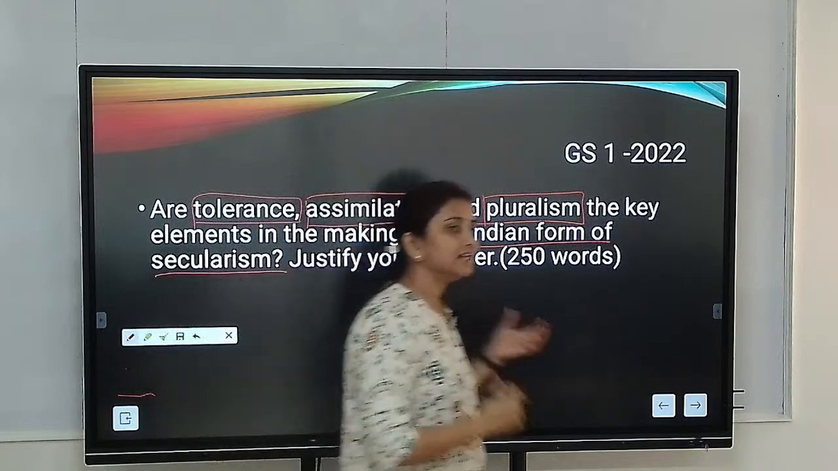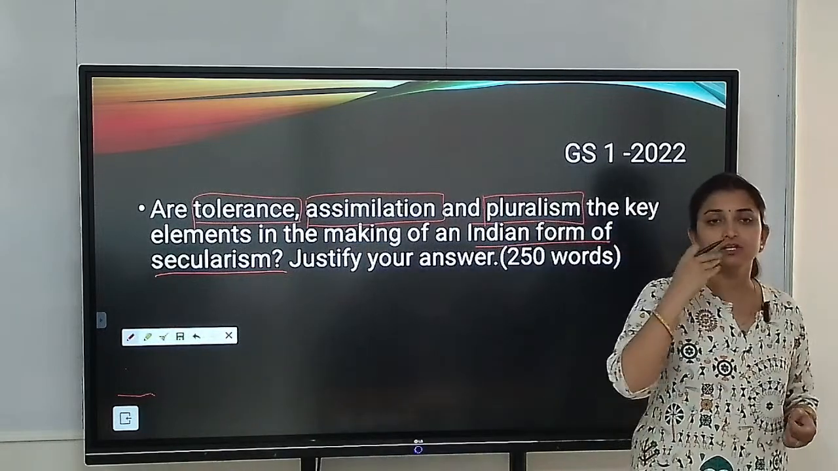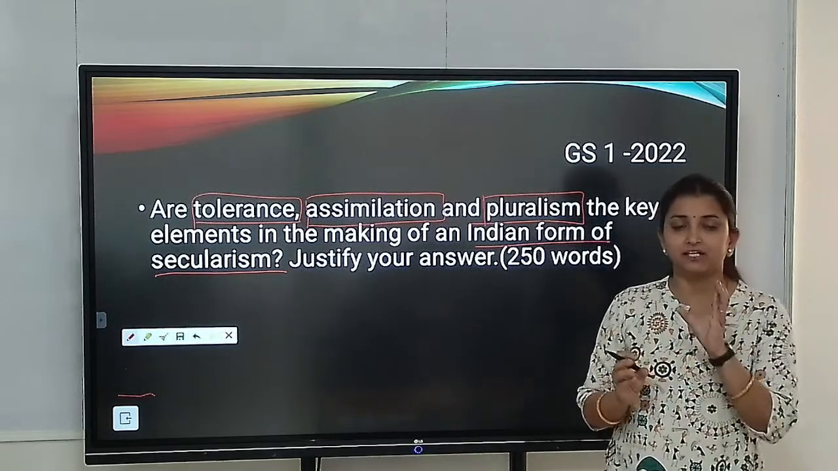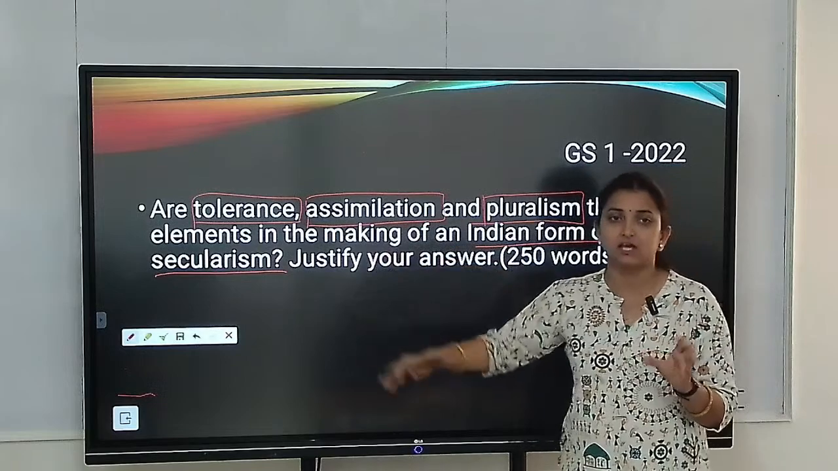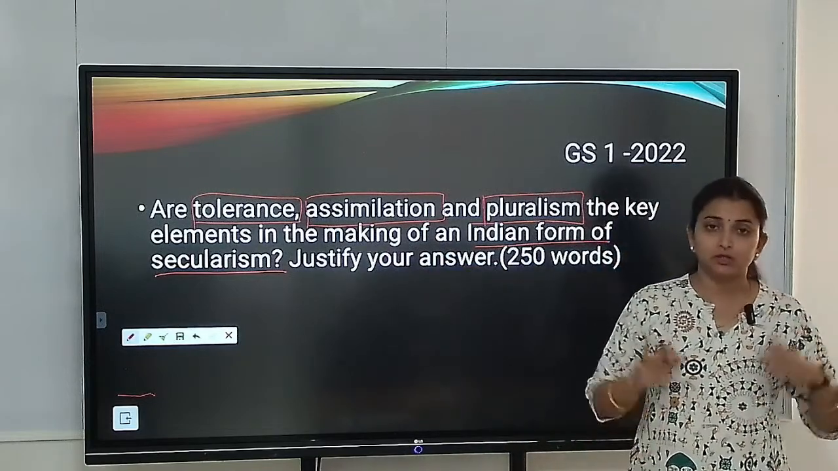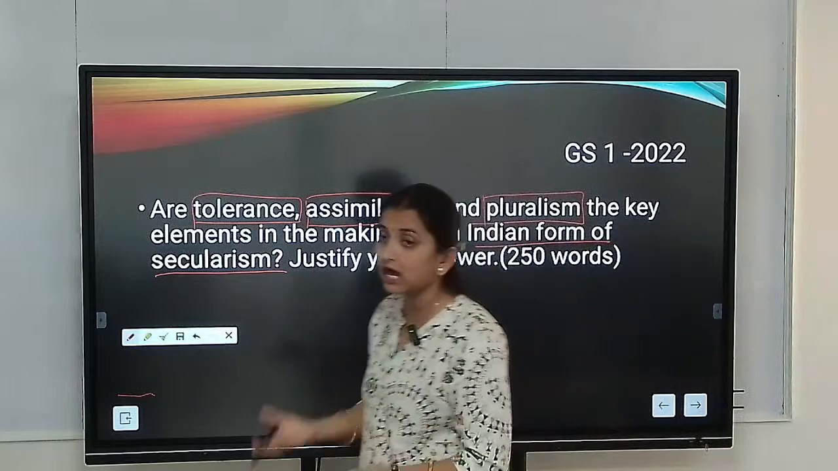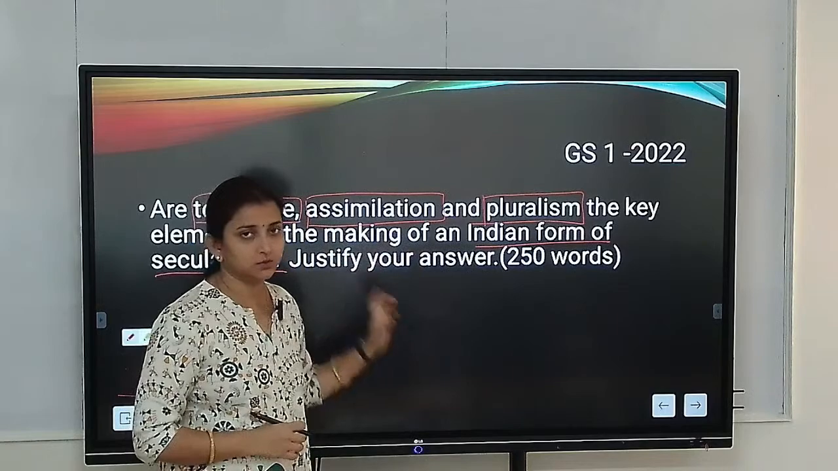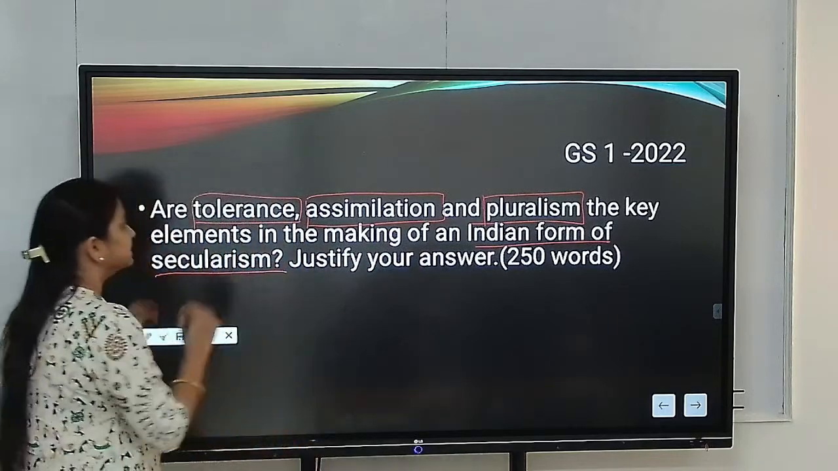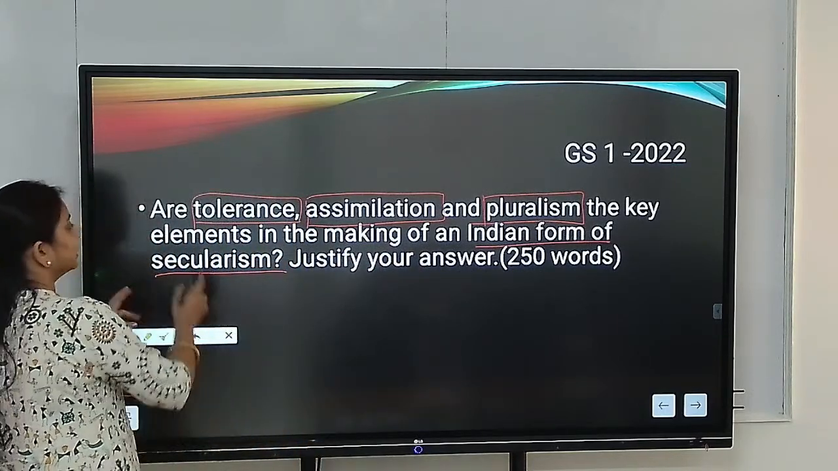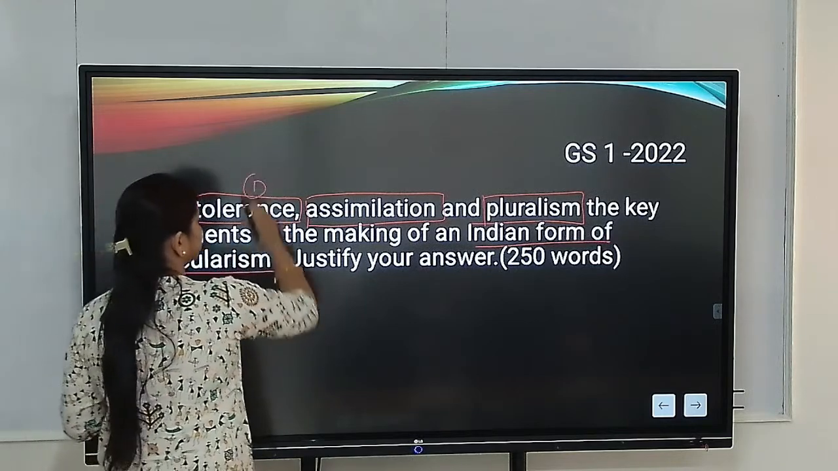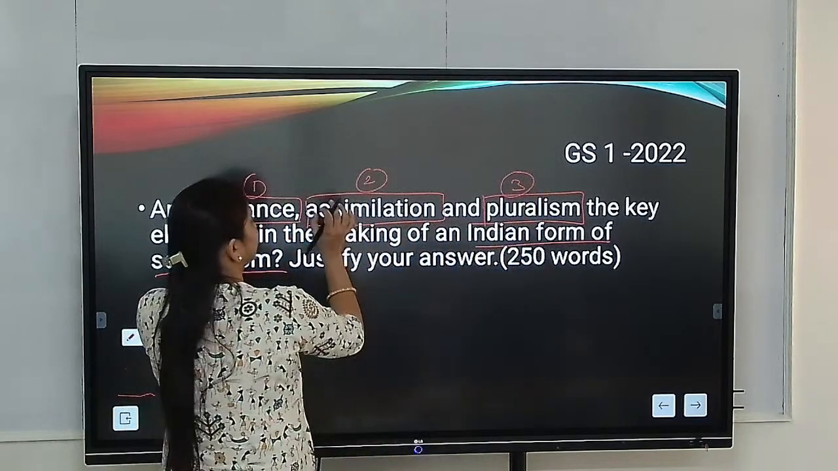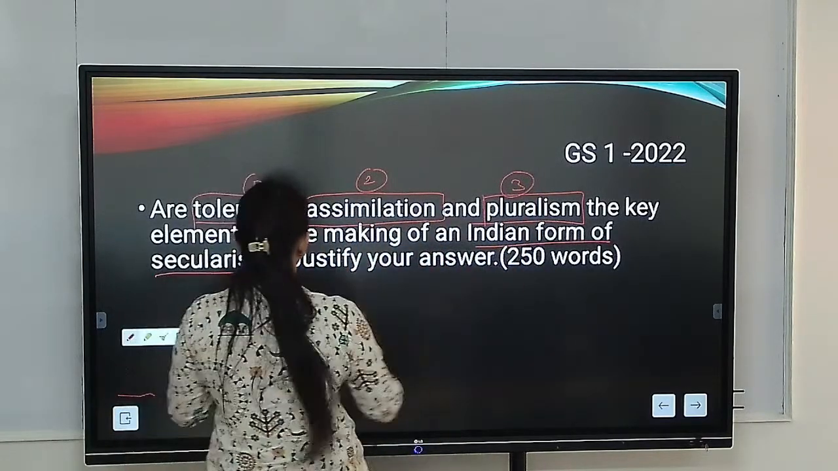If we underline the keywords in the question, every time we look into the question we will be focusing on what is being asked. We should be writing only what is being asked in these keywords. Otherwise, we tend to write what we know rather than what is being asked in the question. To avoid such mistakes, we need to underline the keywords in the question itself. After this, we need to begin writing the answer. We need to keep in mind the first keyword is tolerance, second is assimilation, third is pluralism. We need to prove that these three elements are present in the Indian form of secularism.